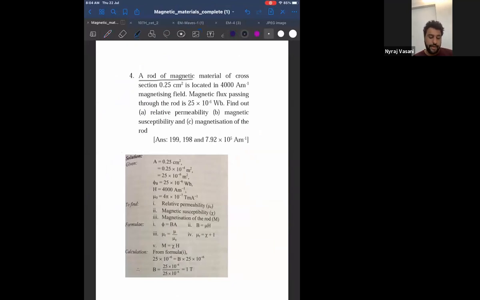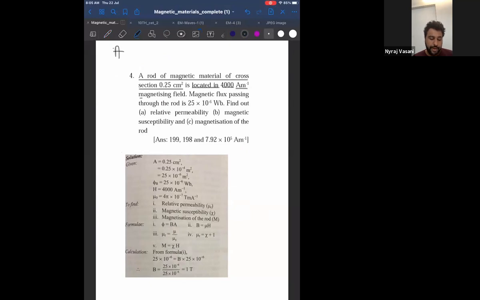A rod of magnetic material of cross section 0.5 centimeter square. Whatever the unit, I have got the area. Correct? The first thing I have got is area. And how do you convert centimeter square into meter square? Into 10 power minus 4. Correct? How do you convert centimeter square into meter square? Into 10 power minus 4.